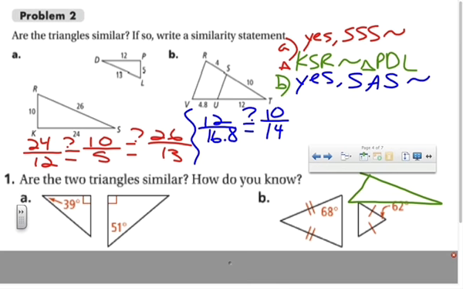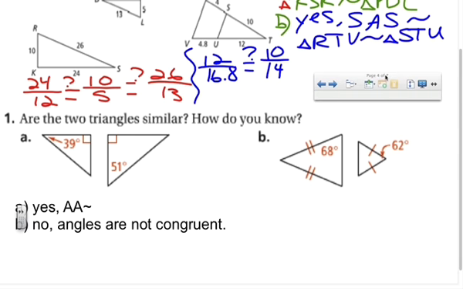And once again, we're asked for a similarity statement. So triangle what is similar to triangle what? Triangle RTV is similar to triangle STU. And if there's anything on the screen that you have a question or confusion about, you know I want to go over it before proof. All right.